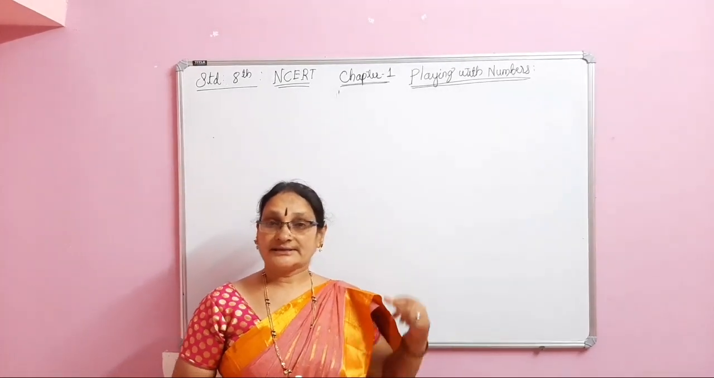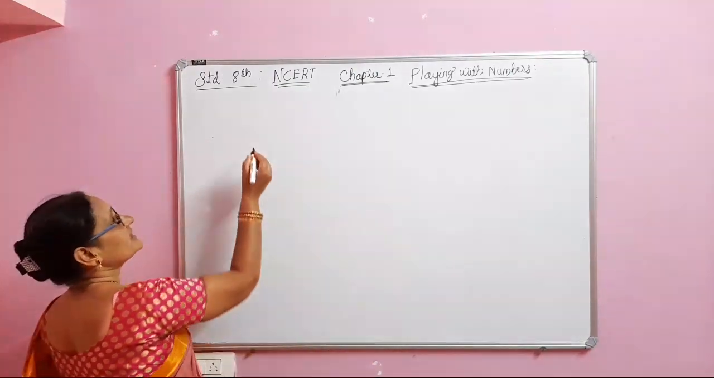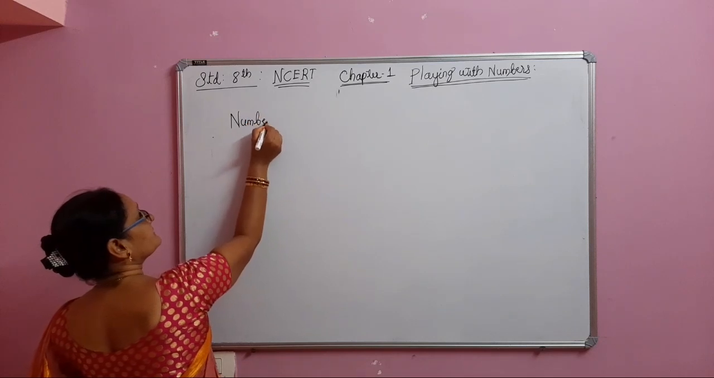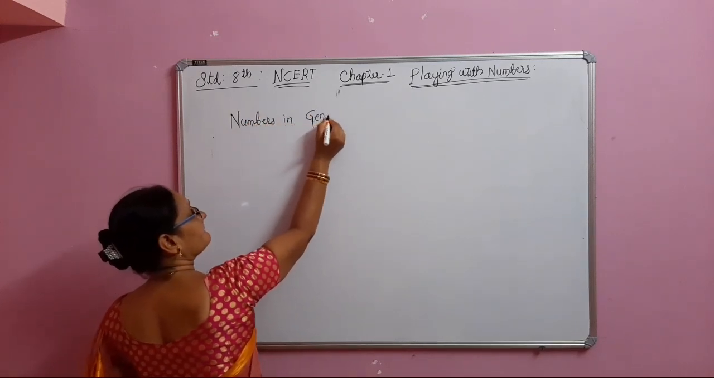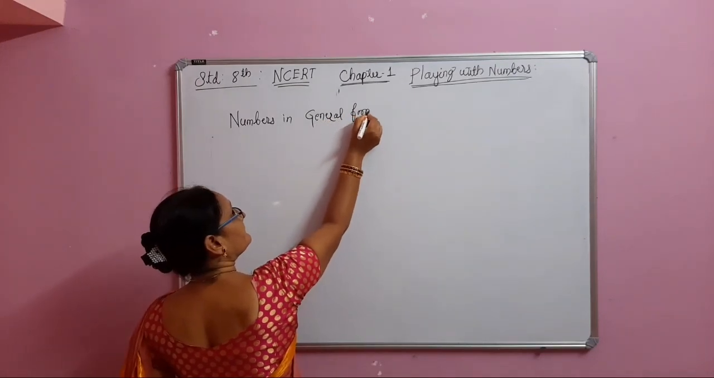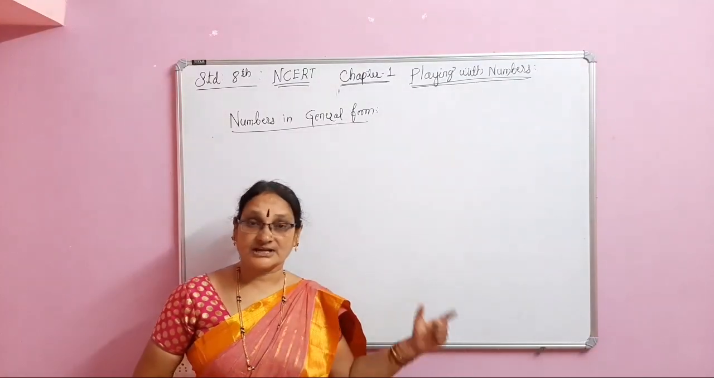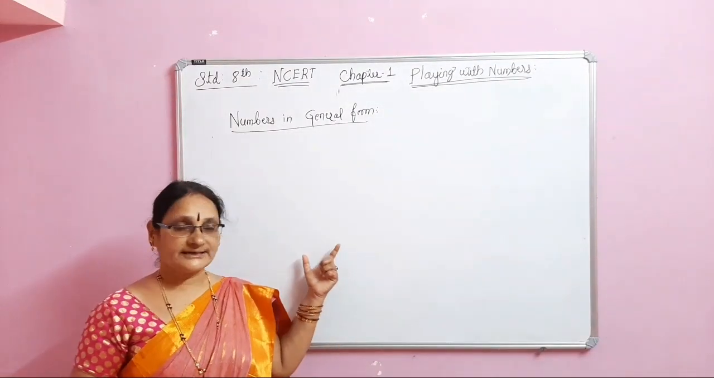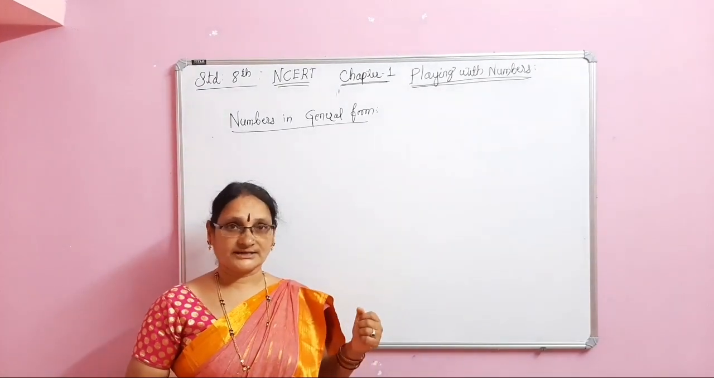What are those? The first point is numbers in general form. What is this general form? We will see. See here students, you already know the place value chart.